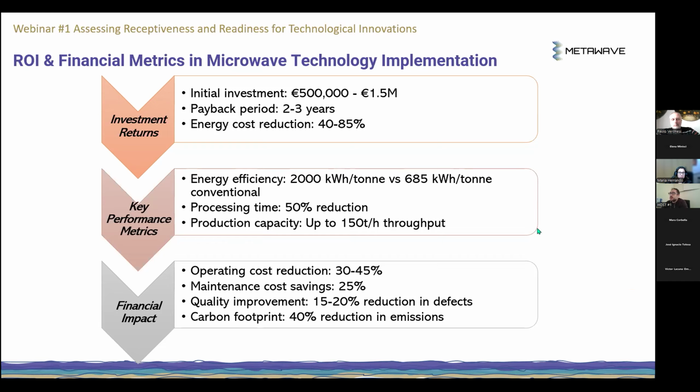The key performance metrics that were also explored in the previous slide were the processing time, which led to a 50% reduction, and the production capacity that reached up to 150 tons per hour throughput. And you can see in the final point about the financial impact that the operating cost reduction was up to 45%, and the maintenance cost savings were up to 25%, along with the carbon footprint, which led to a 40% reduction in the overall emissions of the company that invested in new technology.